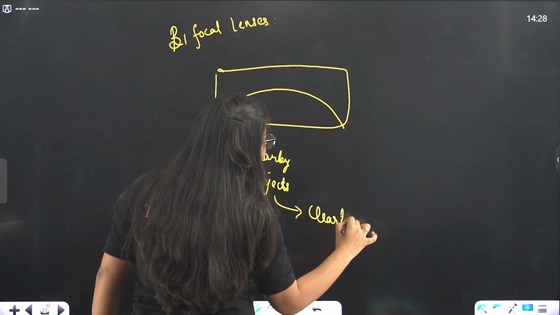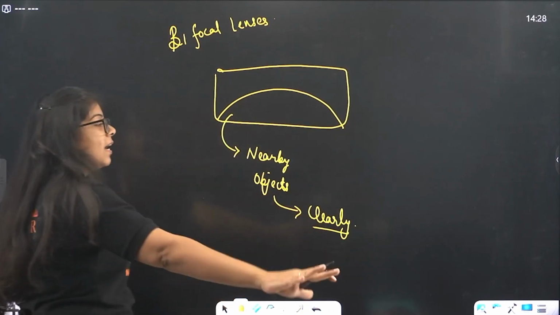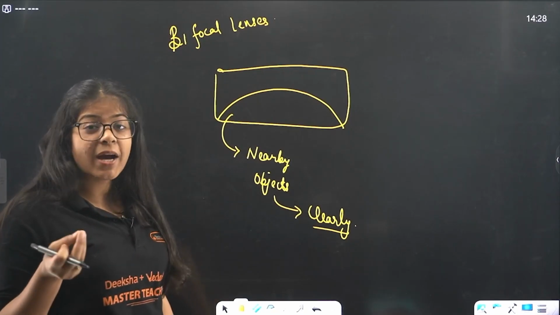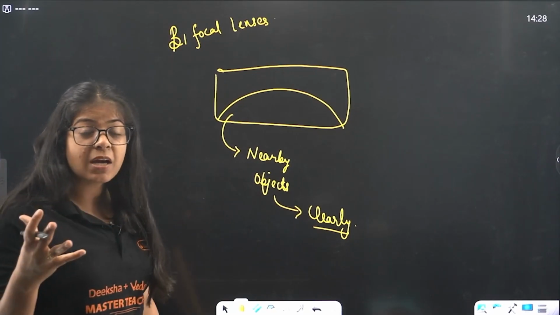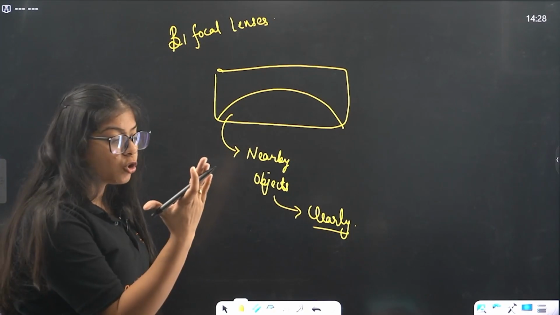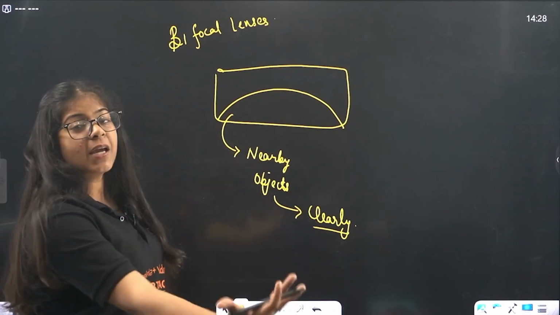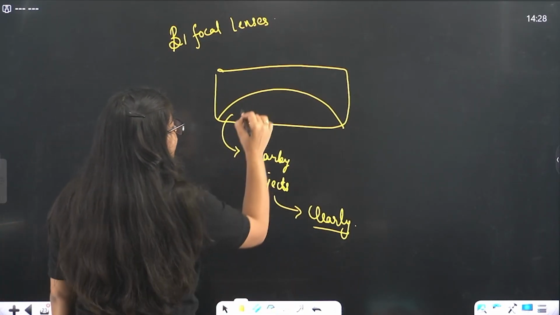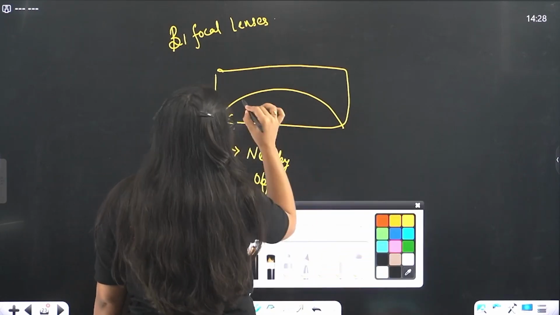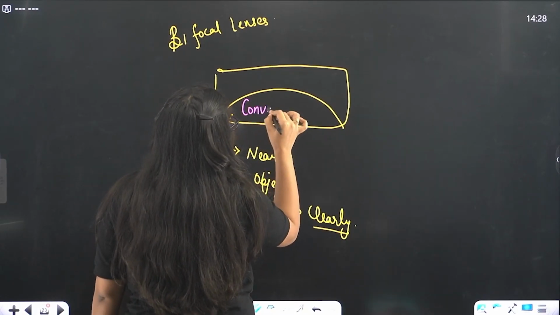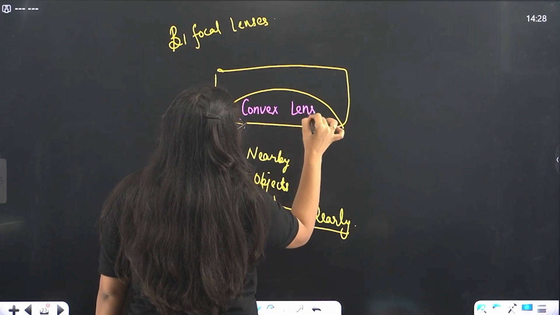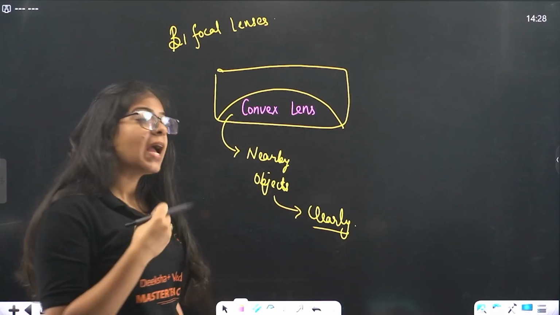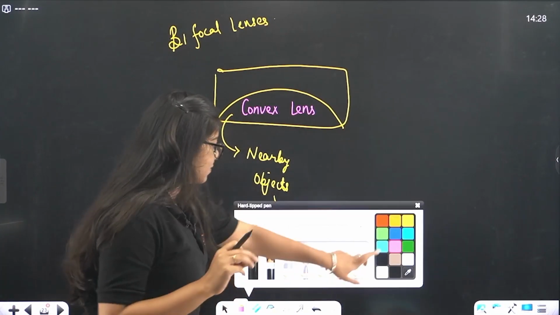And in which defect does my near point recede away? Hypermetropia. So which lens is used to correct that? Nearby objects can't be seen clearly, so the book is not seen clearly. The image should be made a little further. Who does that? Convex lens. So the lower part of the specs will be made of convex lens, right?